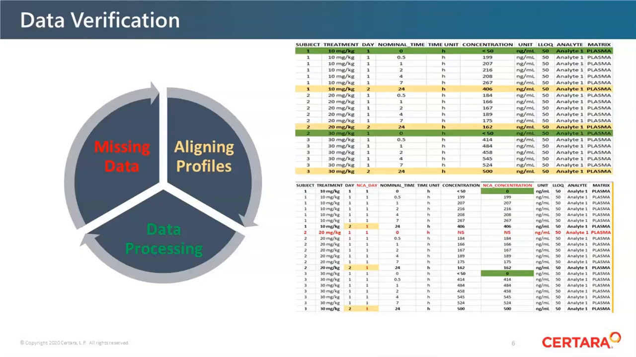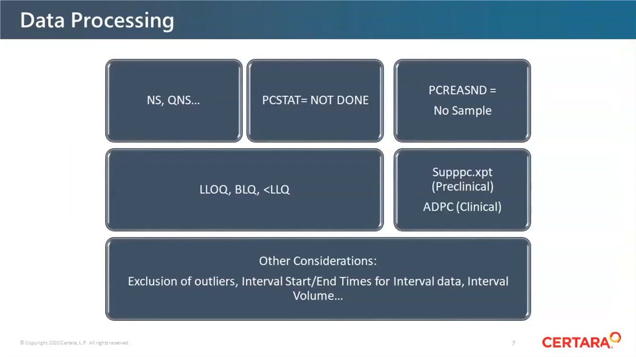Then, once we've added the missing records and aligned our profile, the third step is data processing. For the data processing, like I said, for the missing samples, it's very important to locate them and have special records for them in our data sets. The NS and QNS are just examples.